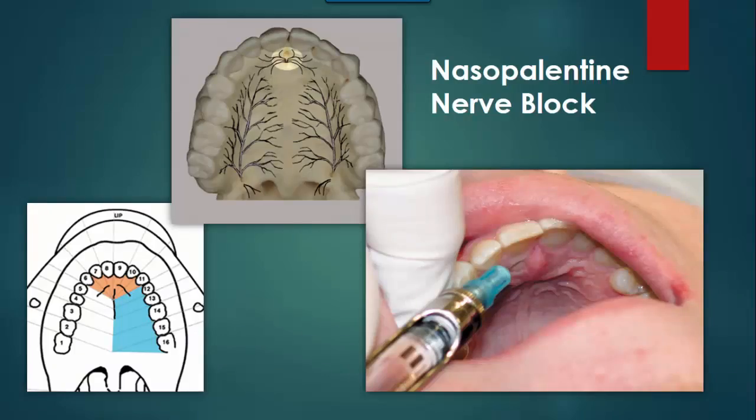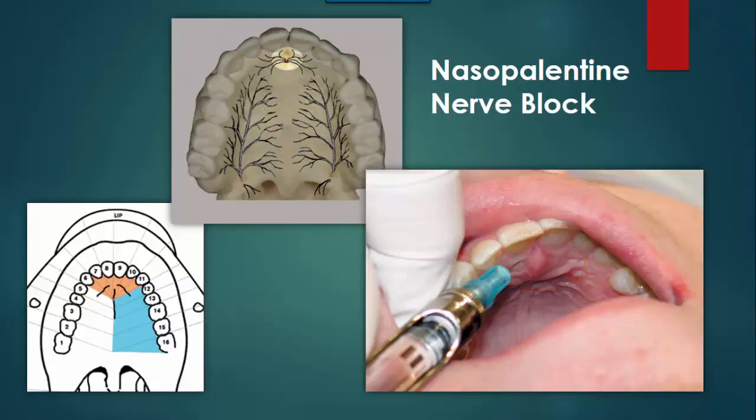Moving on to the palatal injections, we'll begin with the nasopalatine nerve block. The nasopalatine nerve block provides anesthesia for the osseous and soft tissue on the palate from canine to canine. It provides bilateral anesthesia because both the right and left nasopalatine nerves pass through the incisive foramen. It's covered by the incisive papilla, making it very easy to find.